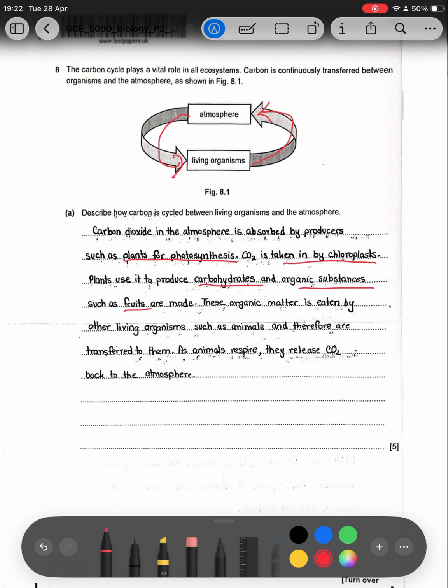This organic matter is eaten by other living organisms, basically consumed by animals, and therefore transferred to them. As animals respire, they release carbon dioxide and it goes back to the atmosphere. It's a very simple answer, but again, refer back to the mark scheme to see what points are enough for you to get 5 marks. But aim to answer a little bit more so that you can be sure about your answer.